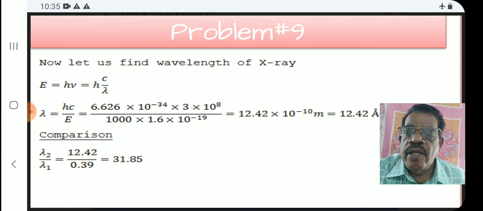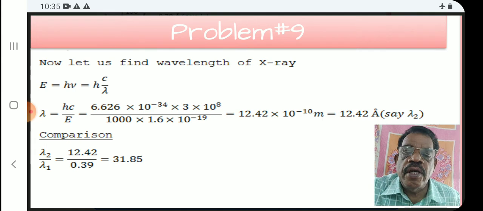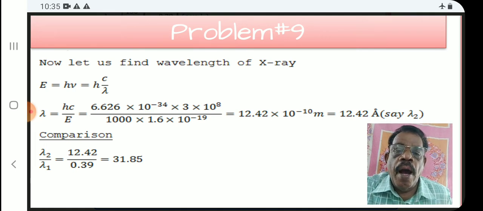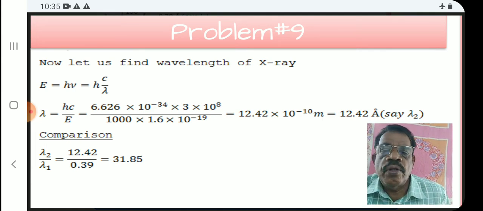Energy that we write in joule. We get 12.42 into 10 raised to minus 10 meter, that is 12.42 angstrom. Say lambda 2. So lambda 2 is large.